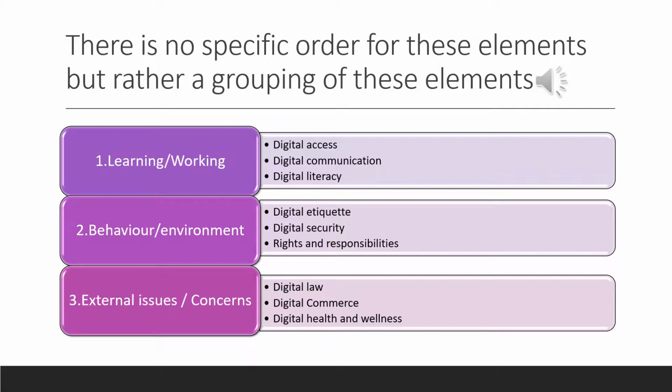The first grouping refers to the learning and working of the user. The second is that of the behavior and the environment. And finally, we look at the outside environment, which in other words is the external issues and concerns. This is how the elements are grouped. The learning and working deals with digital access, communication, and literacy. Behavior and environment deals with etiquette, safety and security, rights and responsibility. And finally, the external issues and concerns deals with digital law, commerce, and health and wellness.